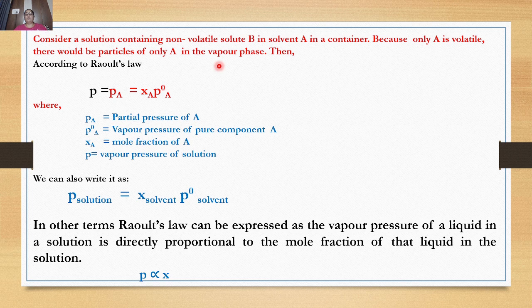Since here only one component is volatile, the vapor phase will consist of only one component. We can also write this equation as: vapor pressure of solution is equal to the mole fraction of solvent into the vapor pressure of pure solvent. In other terms, Raoult's law can be expressed as the vapor pressure of a liquid in a solution is directly proportional to the mole fraction of that liquid in the solution.